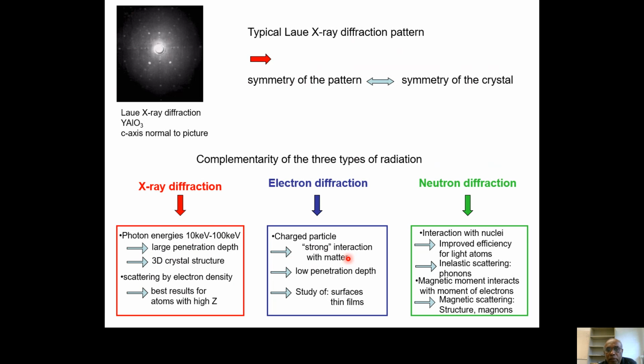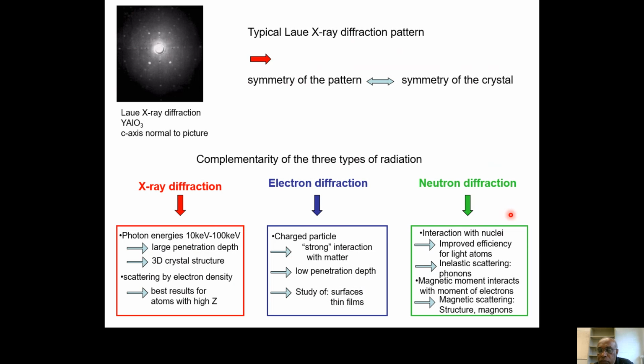Your atoms have electrons and even protons. Also, we know the energies are smaller, which means the penetration depths are smaller than for X-rays. For that reason, these are mostly suitable for studying the surfaces, not the bulk of the materials. Lastly, neutron diffraction. The neutrons are neutral particles, right? That means they have better efficiency for light elements.